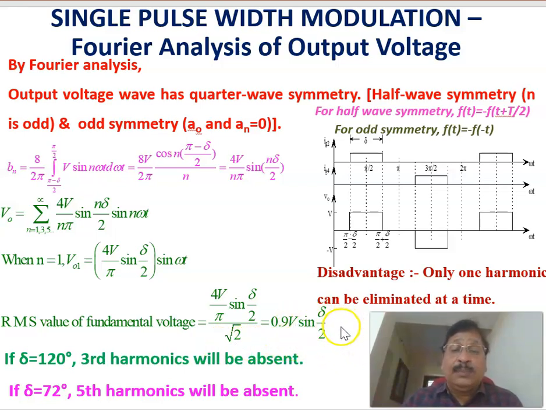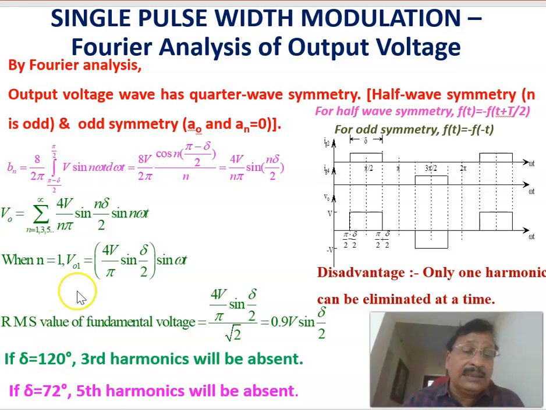Similarly, the magnitude can be changed. At the same time, certain harmonics can also be eliminated by controlling the pulse width delta. As an example, when delta equals 120 degrees, the third harmonic will be eliminated. You can substitute in this expression.